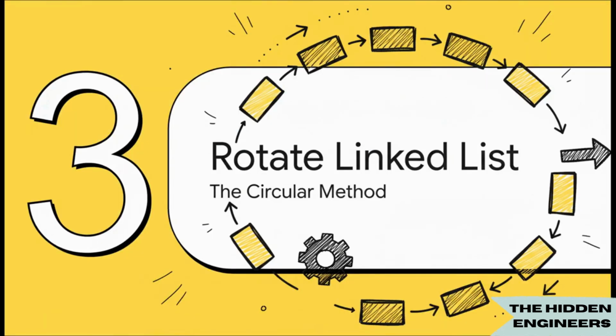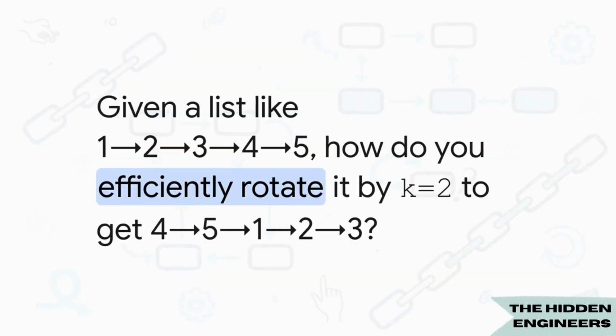Okay, for our final problem, we're going to rotate a linked list to the right. And you guessed it, this one has another clever trick up its sleeve. So what does that even mean? Let's look at this example. You've got a list from 1 to 5. If we rotate it by 2, those last 2 nodes, the 4 and 5, just swing around to the front. Our job is to make that happen efficiently.